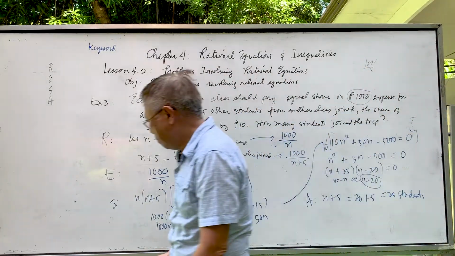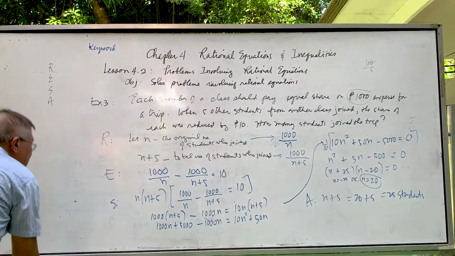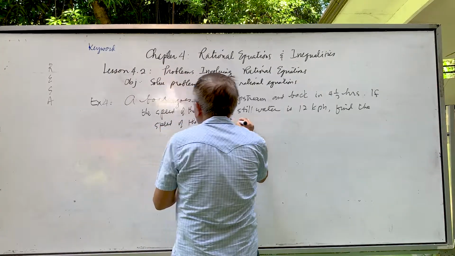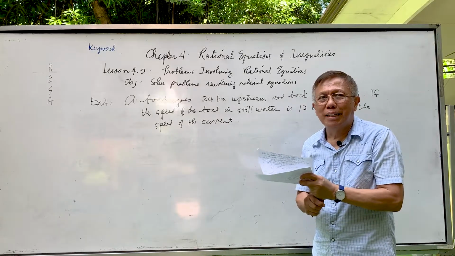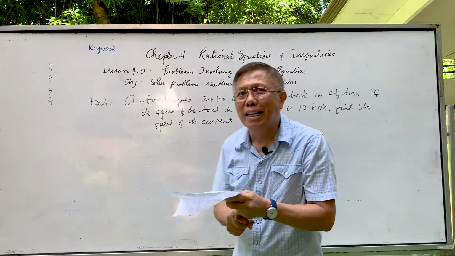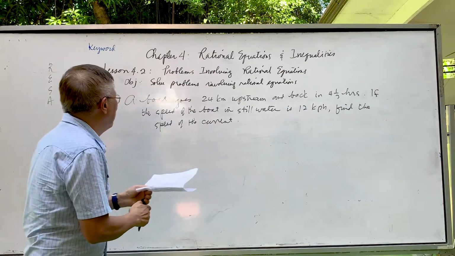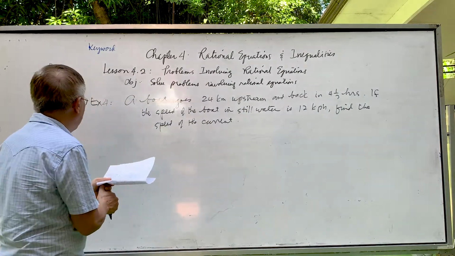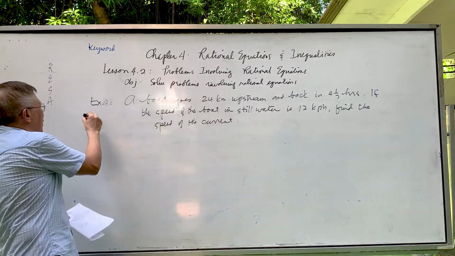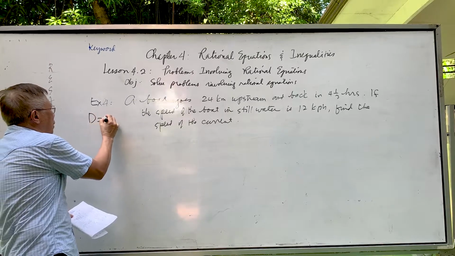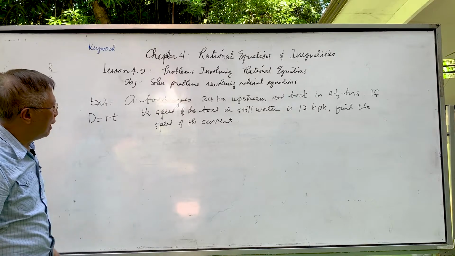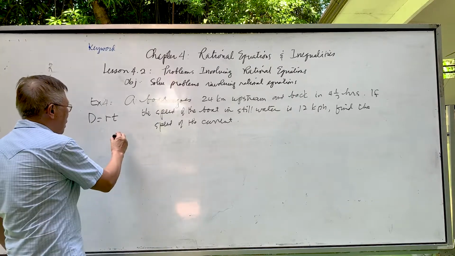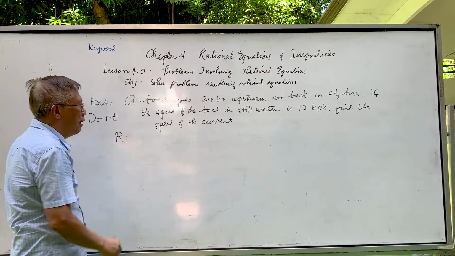That's example number 3. Okay. Let's have the next problem. The next problem is a distance problem actually. From your previous work in math, distance here is equal to rate times time. Okay? Rate times time. Okay, so what is my representation here now?